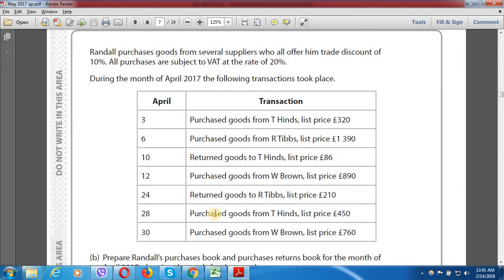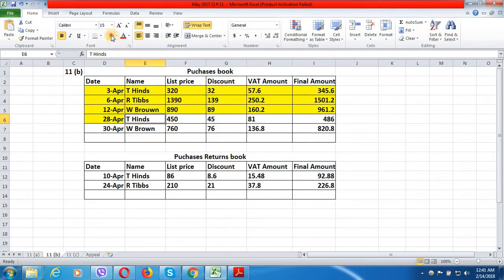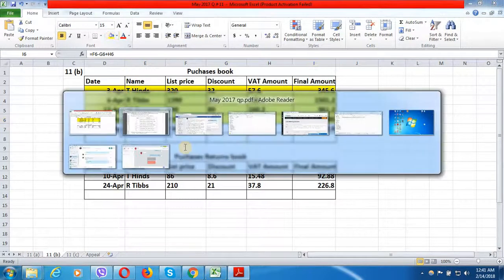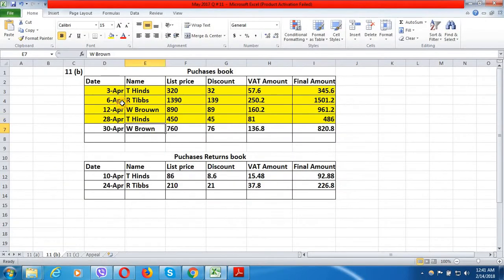Then 28th April, purchased goods from T Hines, list price 450, discount 45, VAT amount 81, final amount 486. Then 30th April, purchased goods from W Brown, list price 760, discount 76, VAT amount 136.8, final amount 820.8. If you want, you can calculate it on your own. I am sure you will get the same value.